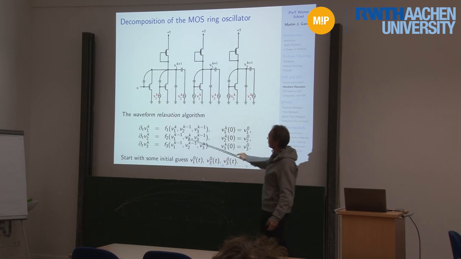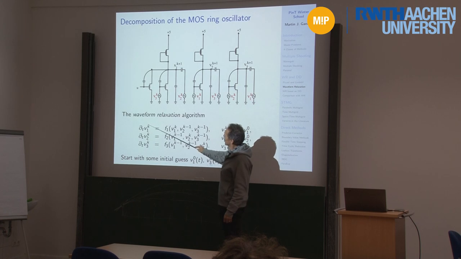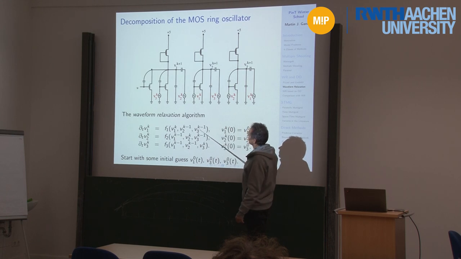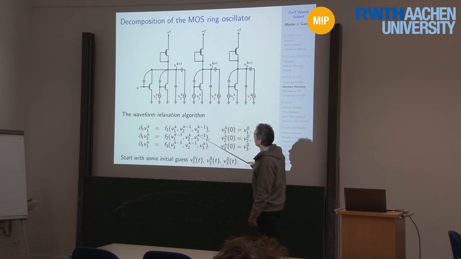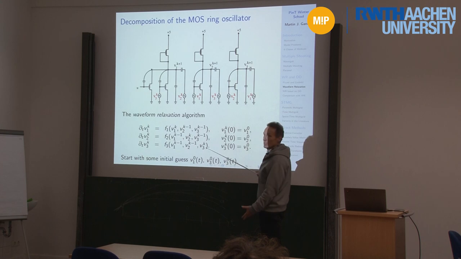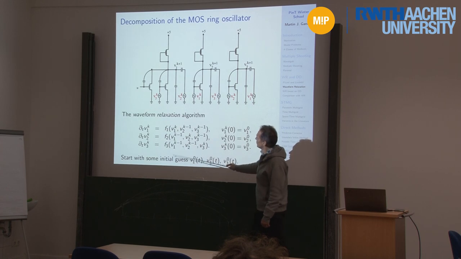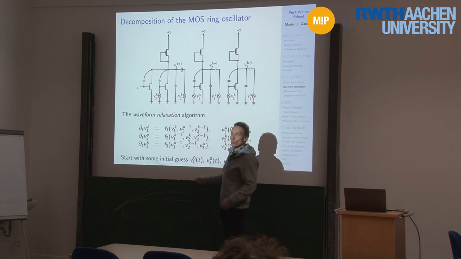And if I write this for the system, it's very easy. You have a new value at iteration k, and it just takes the old values for the other arguments. And every equation does this. And you can even see it looks like a Jacobi iteration because the diagonal is new and the off-diagonals are old. But it's a Jacobi iteration for an ODE system, not for a linear algebra system. So that's a waveform relaxation method.